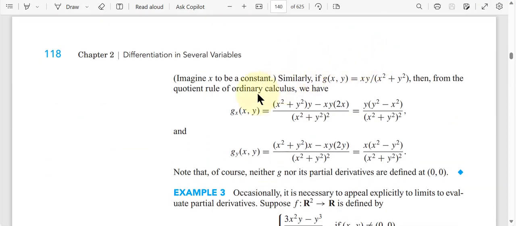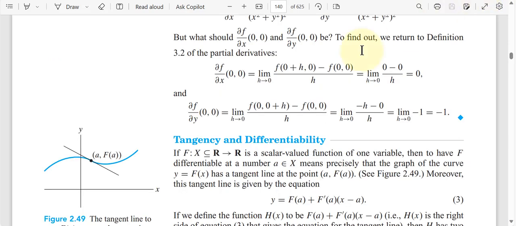okay, and another example, if you have g as this function, you can calculate that this is just a different notation for the partial derivative of g with respect to x, the partial derivative of g with respect to y. Okay, and then this notation just means that after you calculate the derivative, you put in the values for x and y.